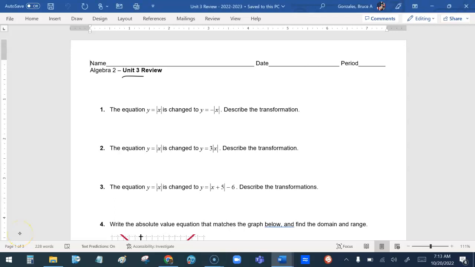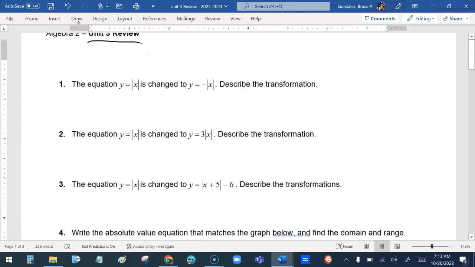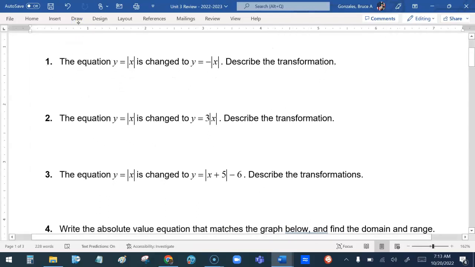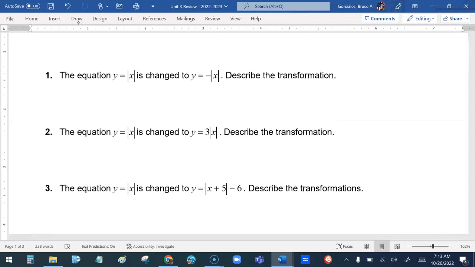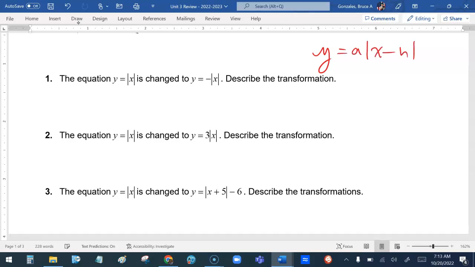All right, we got our Unit 3 review on absolute value functions. So let's do this. The equation, okay, when this is changed to this. So remember, your formula is a times the absolute value of x minus h, where h is a lie. Okay, so if there's a negative a value, that is a reflection across the x-axis.